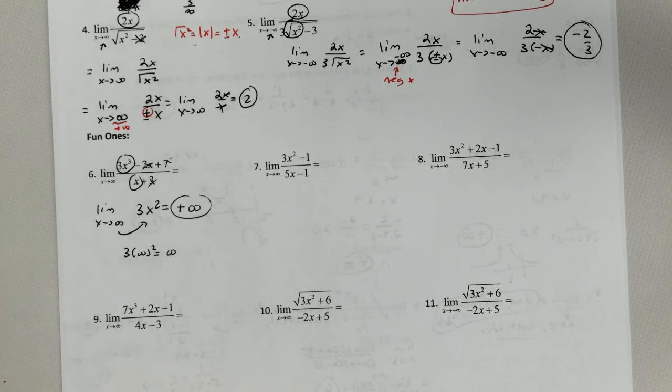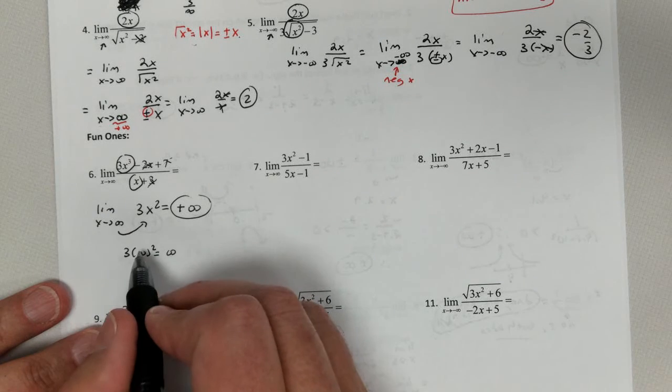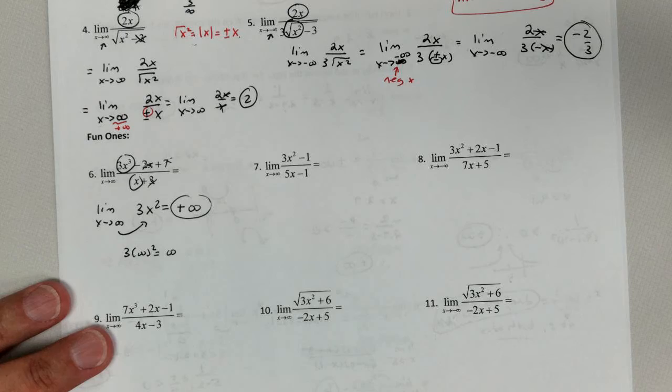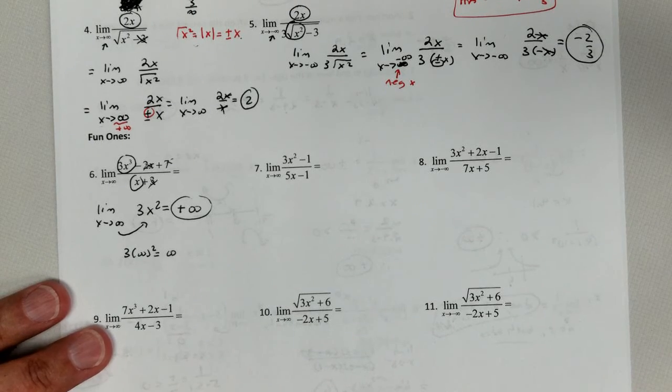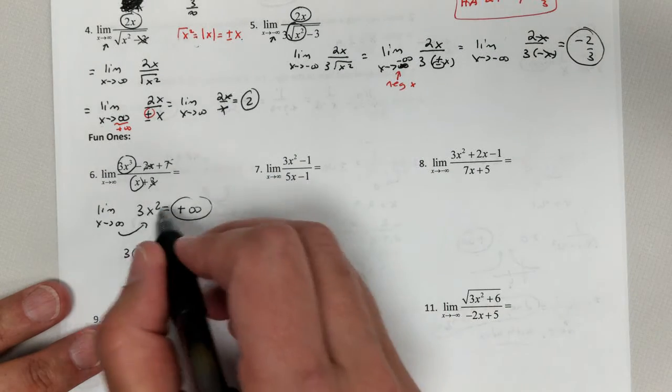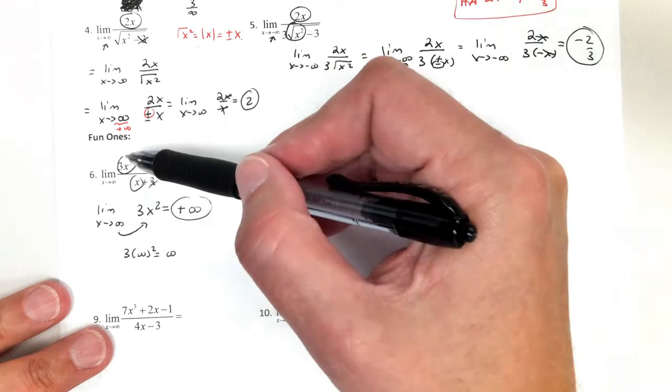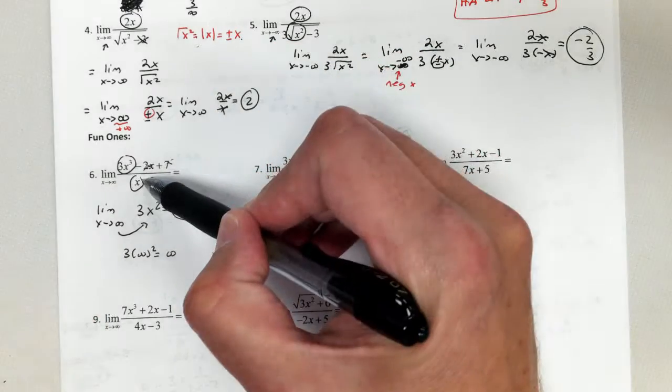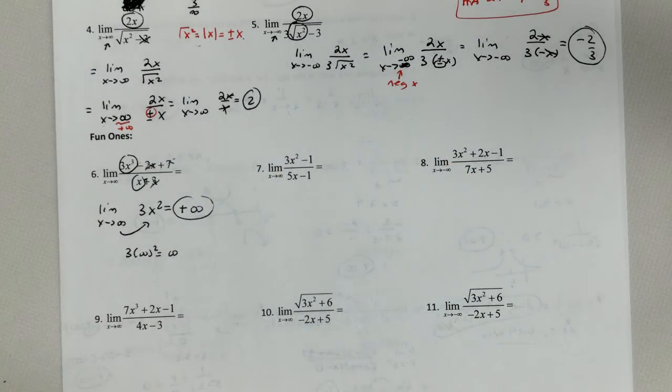And that's how we work this one. What if we're approaching negative infinity? Well, it would still be positive because we're squaring it. So let's see. Now, in pre-cal last year, you learned that when the degree on top was larger than the degree on bottom, you called this an oblique asymptote.